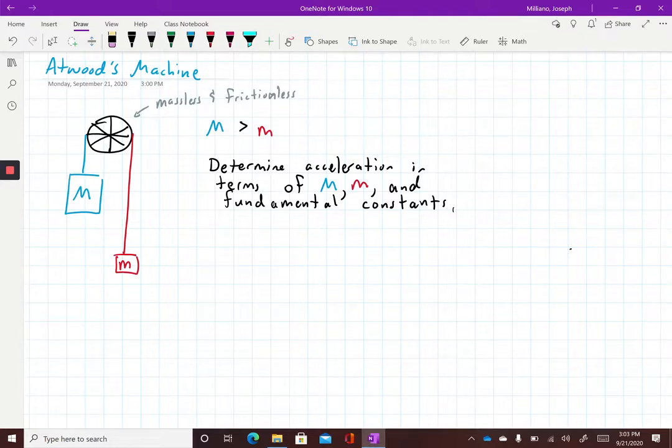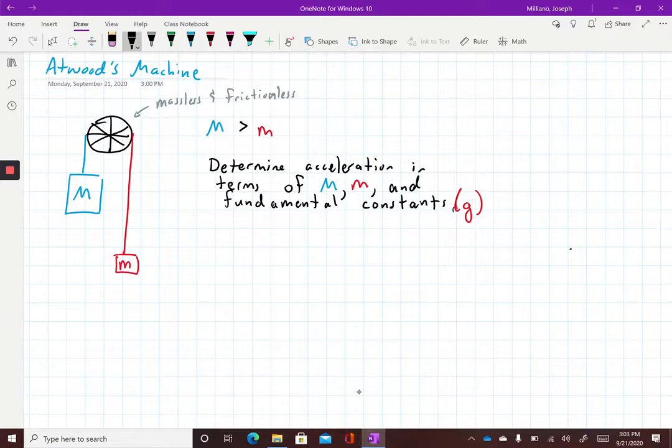And so we're going to determine the acceleration of this system, which will be in terms of the two masses and fundamental constants, which for our purposes means little g. I'll give you two tips to make this happen, and I will show you how to do it.